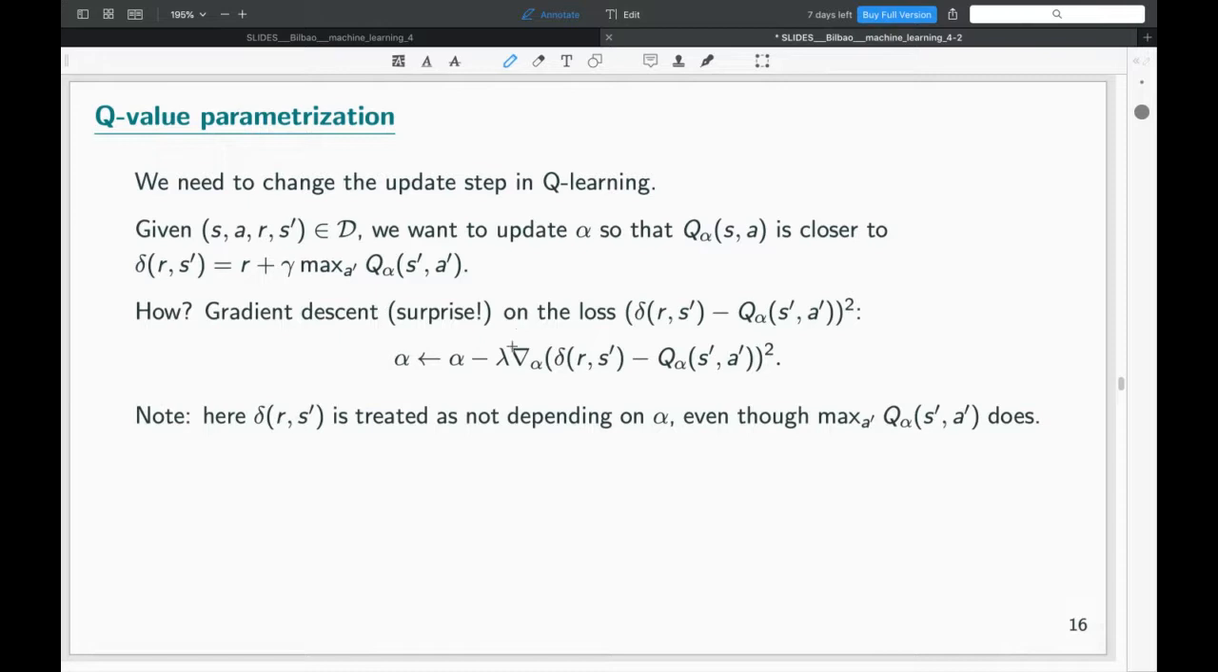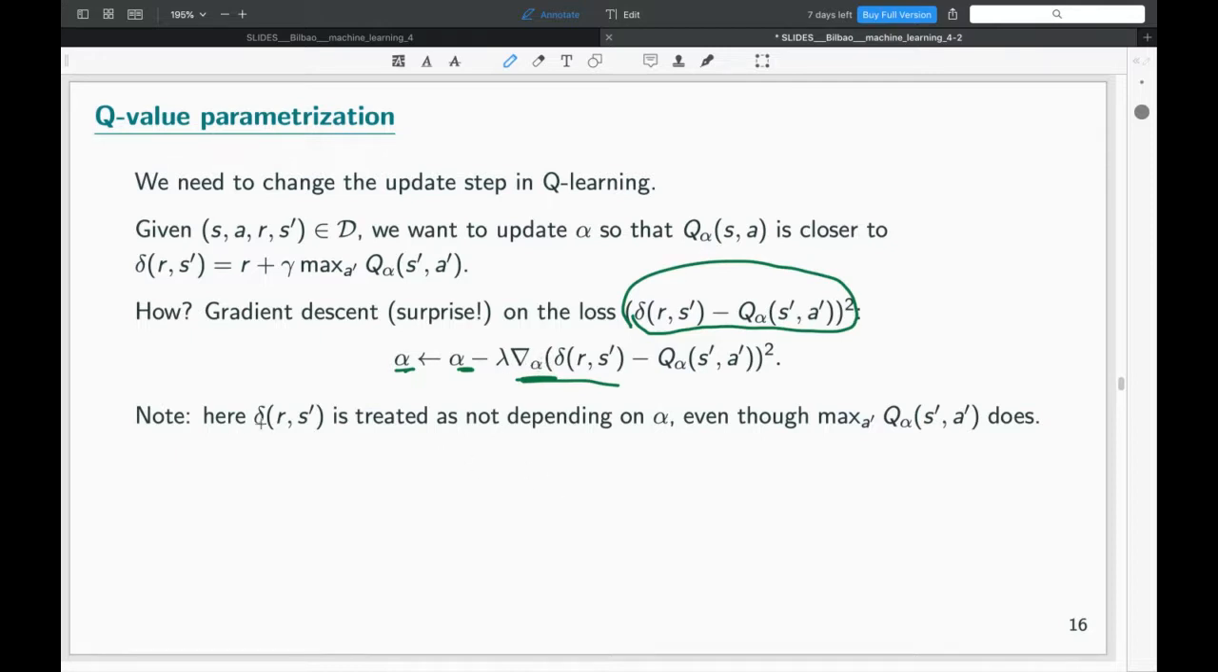With gradient descent. I think no one should be surprised by now on this loss. This is just the L loss I was using before. You just take the derivative of this loss in here with respect to alpha and update your parameters in the direction of steepest descent, which is the negative of the gradient.